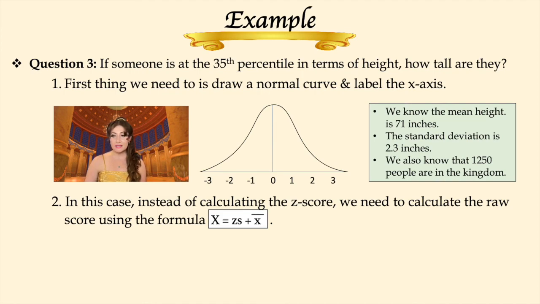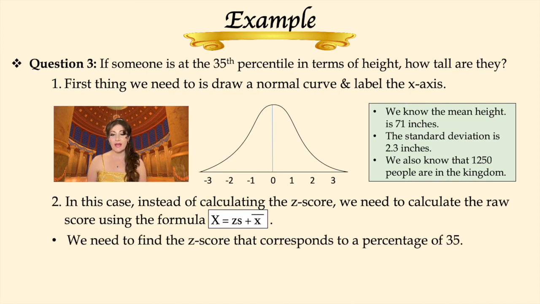Why? Because we need to find the z-score that corresponds to a percentage of 35. The word percentile represents everything at a given score and below. Because we know that every z-score corresponds to a particular percentage under the curve, we can reverse the process, and if we have the percentage, we can then locate the z-score that corresponds to it. Once we find that, we can plug it into the raw score formula to understand which raw score height is going to be at the 35th percentile.